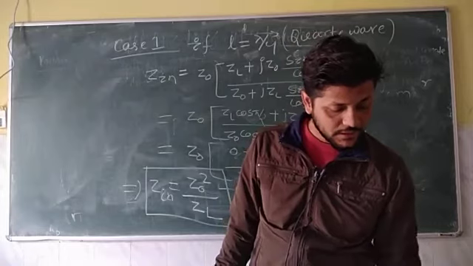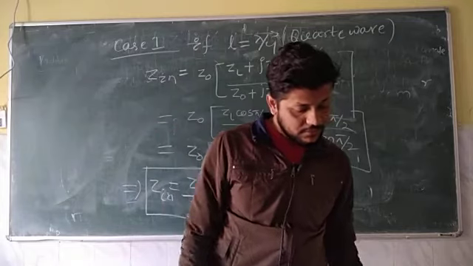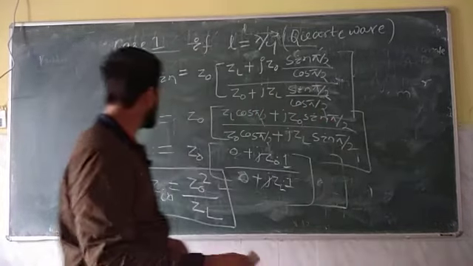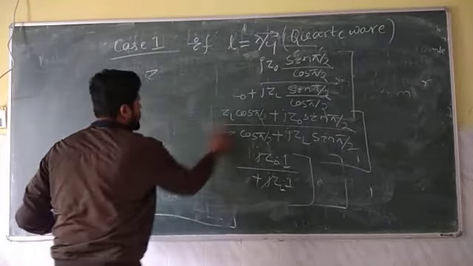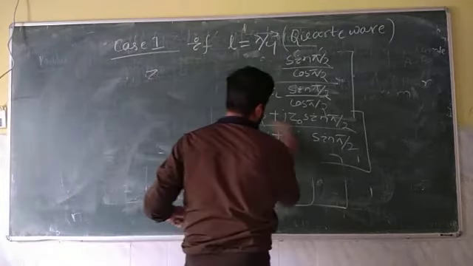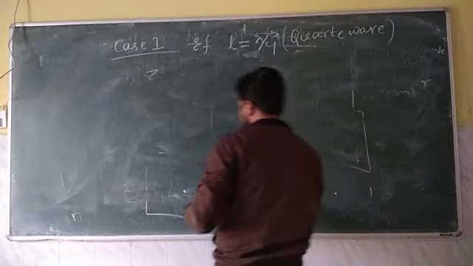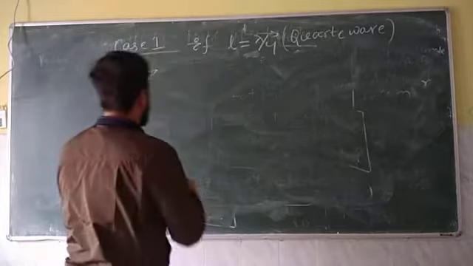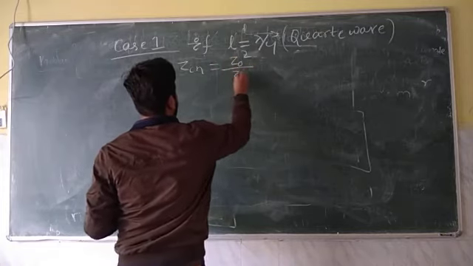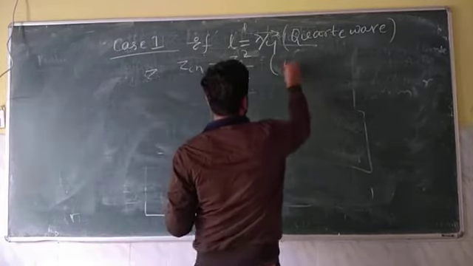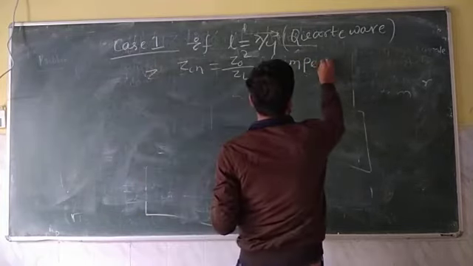When the length of the line is lambda by 4, one end's impedance is of opposite nature to the other end. So what is the input impedance in case the length is equal to lambda by 4? The input impedance when the length is lambda by 4, Zin is equal to Z0 square by ZL. Impedance inversion. Why? Because ZL is inversely proportional to Zin.